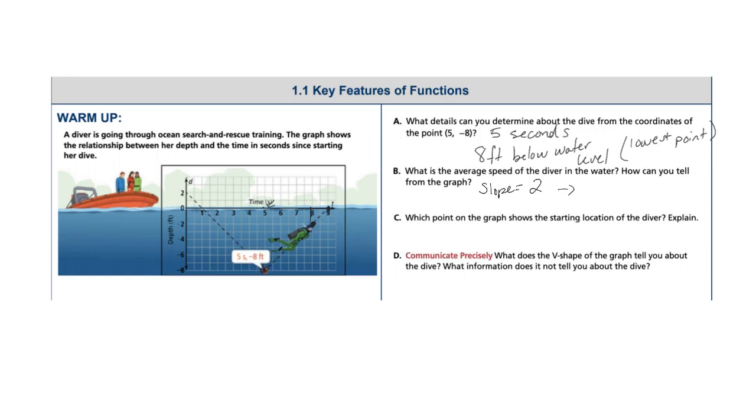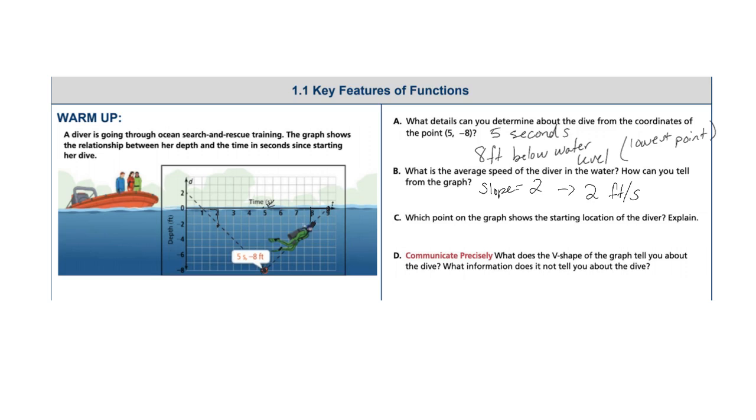That tells us that the average speed is 2 feet per second, because we have feet over seconds. So that would be our average speed. We can't have negative speed, so this would technically be a negative slope of 2/1, but because we're talking about speed, it has to be positive.